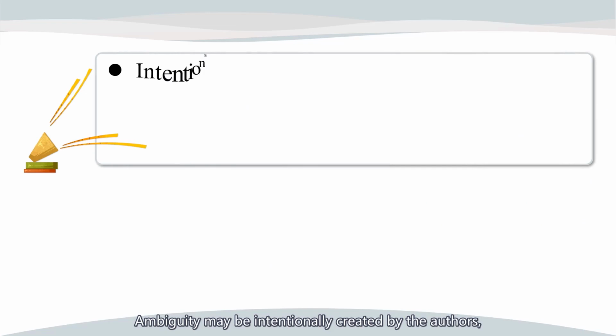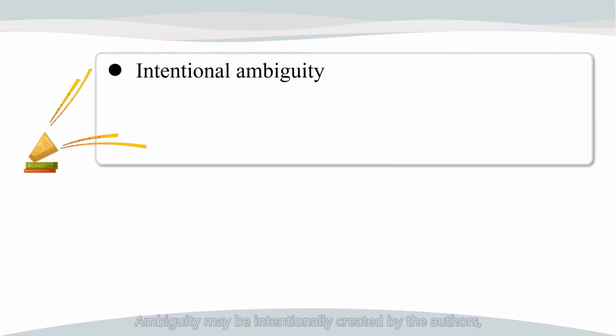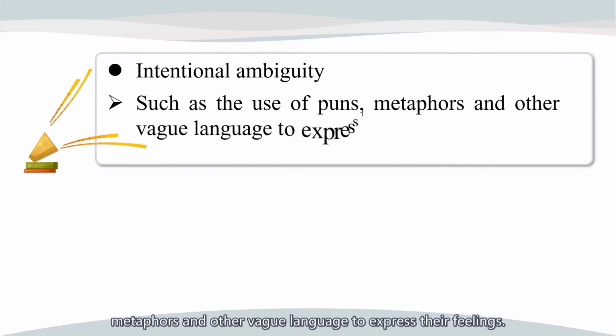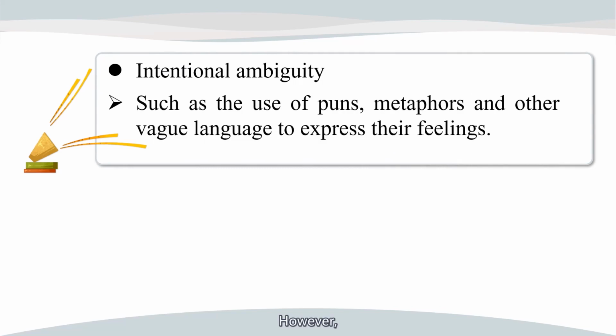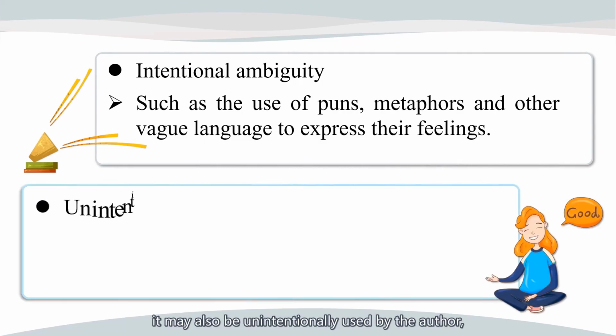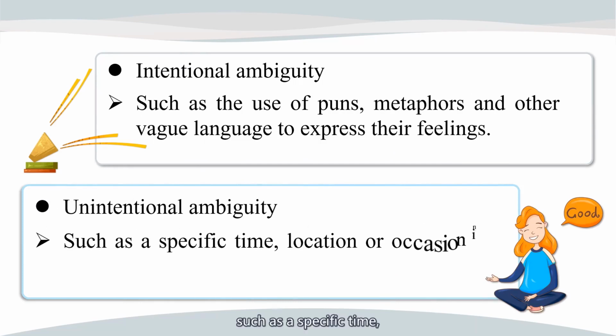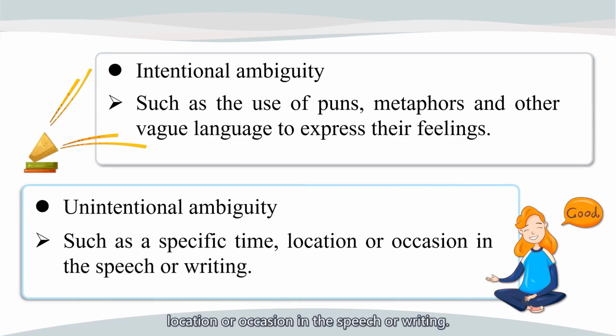Ambiguity may be intentionally created by the author, such as the use of puns, metaphors, and other vague language to express their feelings. However, it may also be unintentionally used by the author, such as a specific time, location, or occasion in a speech or writing. There would be no ambiguity, but the reader didn't understand the background, and then the ambiguity emerged.